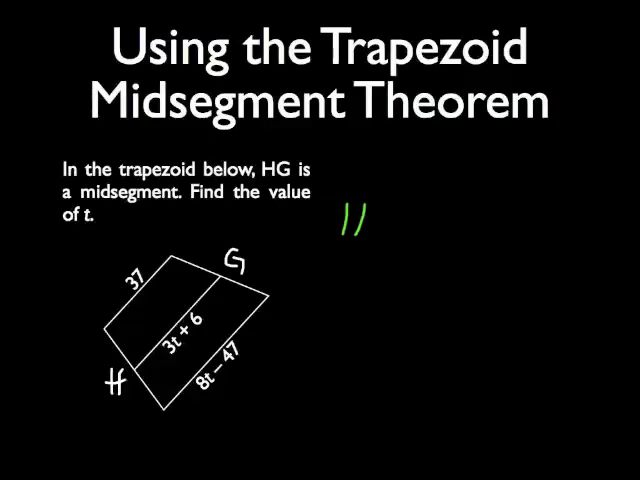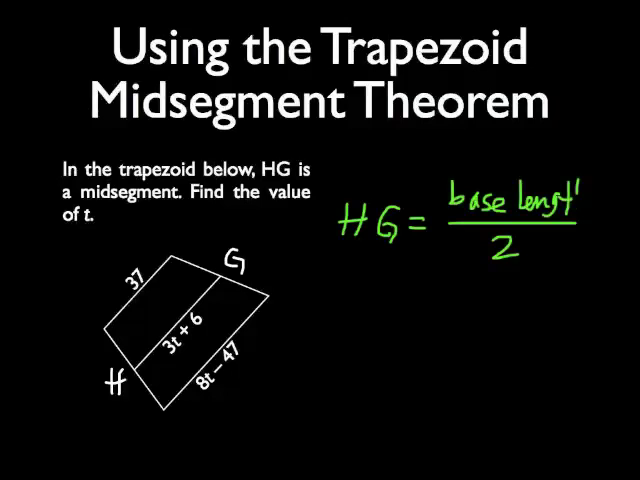The length of the midsegment is equal to the sum of the base lengths divided by 2. In other words, the average of the base lengths. So now let's plug in some values.